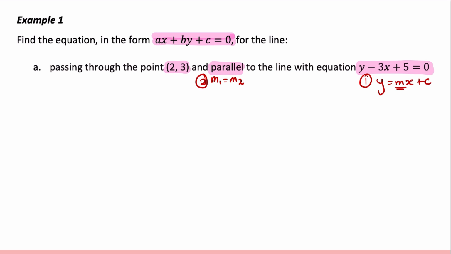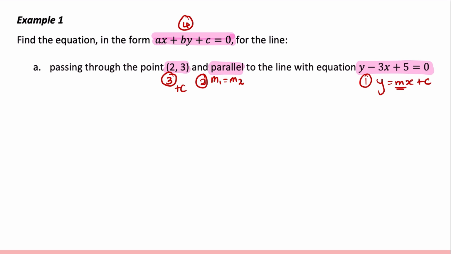Once I have the parallel gradient, I will have almost the whole equation. I'll have y equals mx, but I need the plus c part. And to find that, I need to use the point that they've given me. Finally, that'll give me the plus c. Finally, all I need to do is put it into the form that they want. So when I have very clearly labeled out steps, I know exactly what I need to do, and it'll help me ensure that I've answered the questions fully.